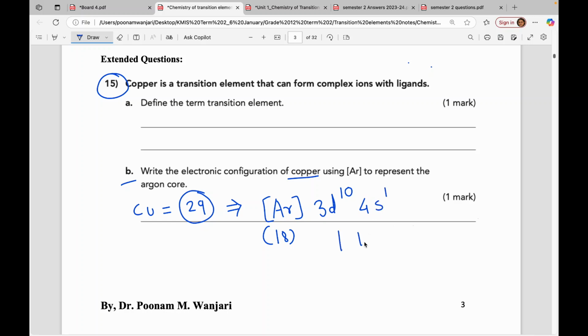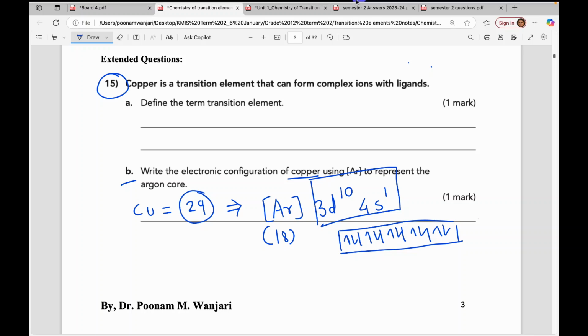If I draw a box diagram for the d orbital, we can see, students, as we know, that the d orbital has a capacity of 10 electrons. So 10 electrons means it's completely filled, and due to this completely filled d orbital, it gains extra stability, and this is the reason copper has the electronic configuration 3d10 4s1. This is very important. Copper and chromium are exceptions to the above principle. So students, note down this electronic configuration.